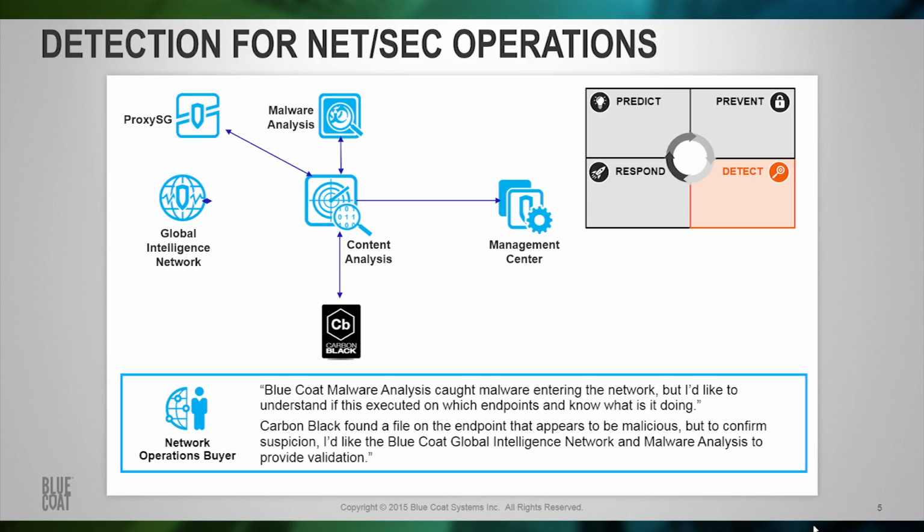The second use case will look at detection for network and security operations. In this case, threats entering the network have somehow circumvented Blue Coat's technologies and landed on the endpoint. A common way would be through a USB stick, which would never have touched the network. Blue Coat Technologies can still work with endpoint detection and response to enhance the endpoint security through integration.